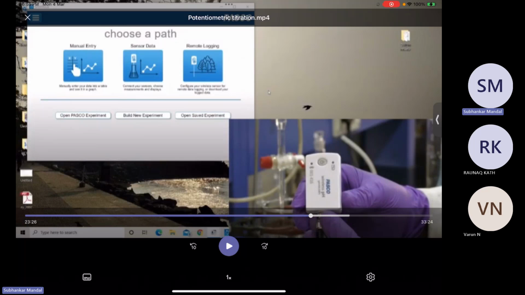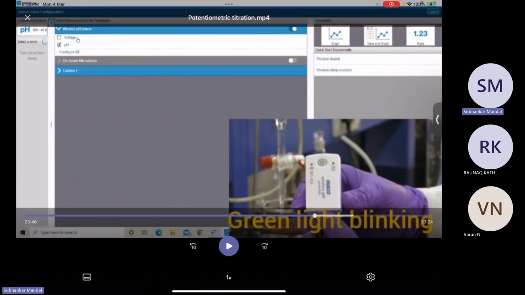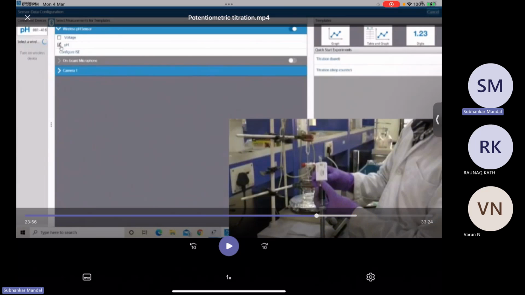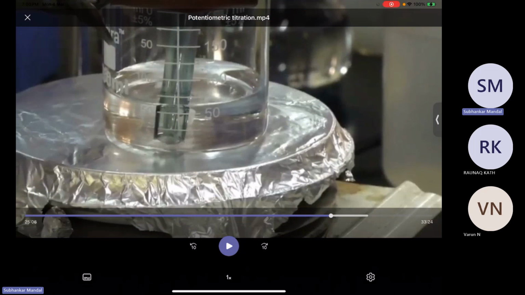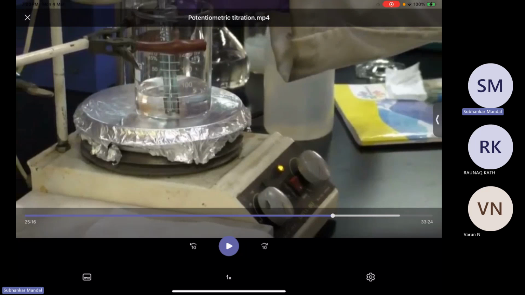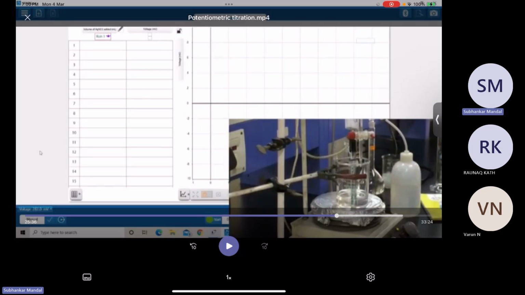This electrode is quite flexible, and it connects with the Bluetooth, and you can give how much volume of silver nitrate you are adding. Whatever is dipped in the beaker has the glassy carbon glass electrode we discussed in the class. In the glass electrode you have an ion exchange membrane, and you have a reference electrode also.